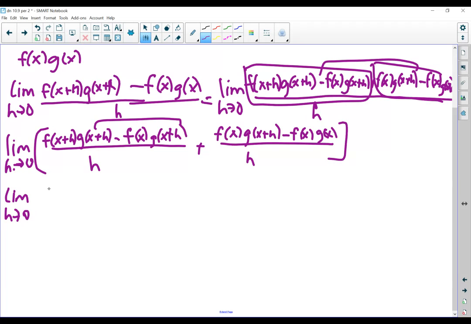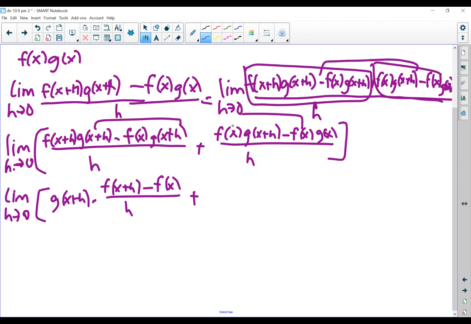I'm going to pull it out. When in doubt, always pull out. So I'm going to pull out the g of x plus h here times f of x plus h minus f of x over h plus, and then if I look at what they have in common here, they have an f of x in common. So if I pull that off, I'm left with g of x plus h minus g of x over h.